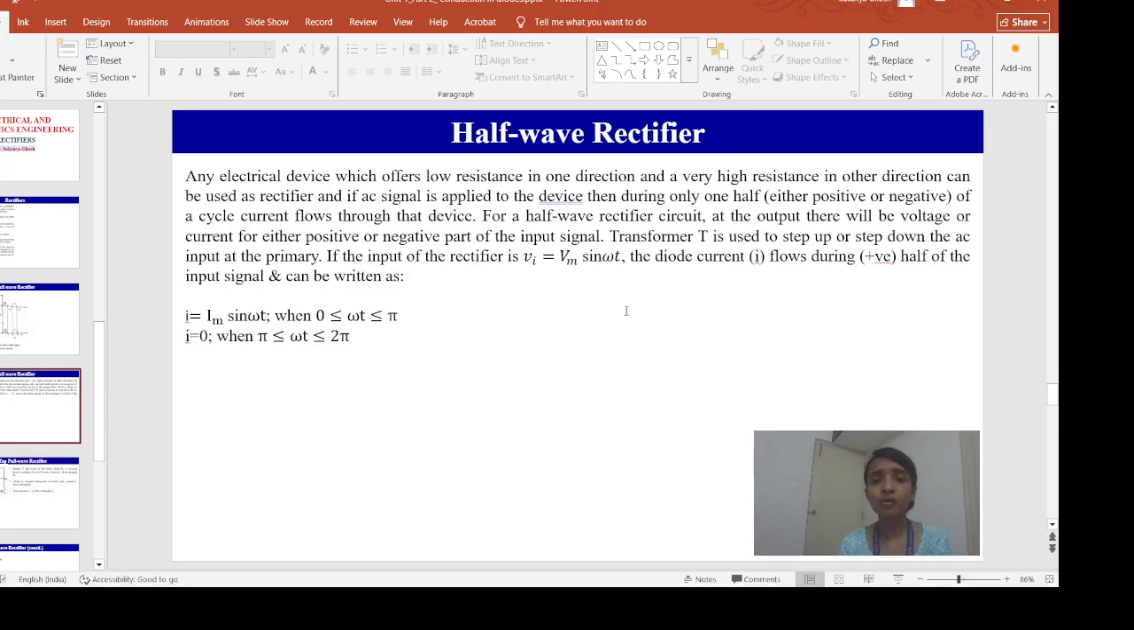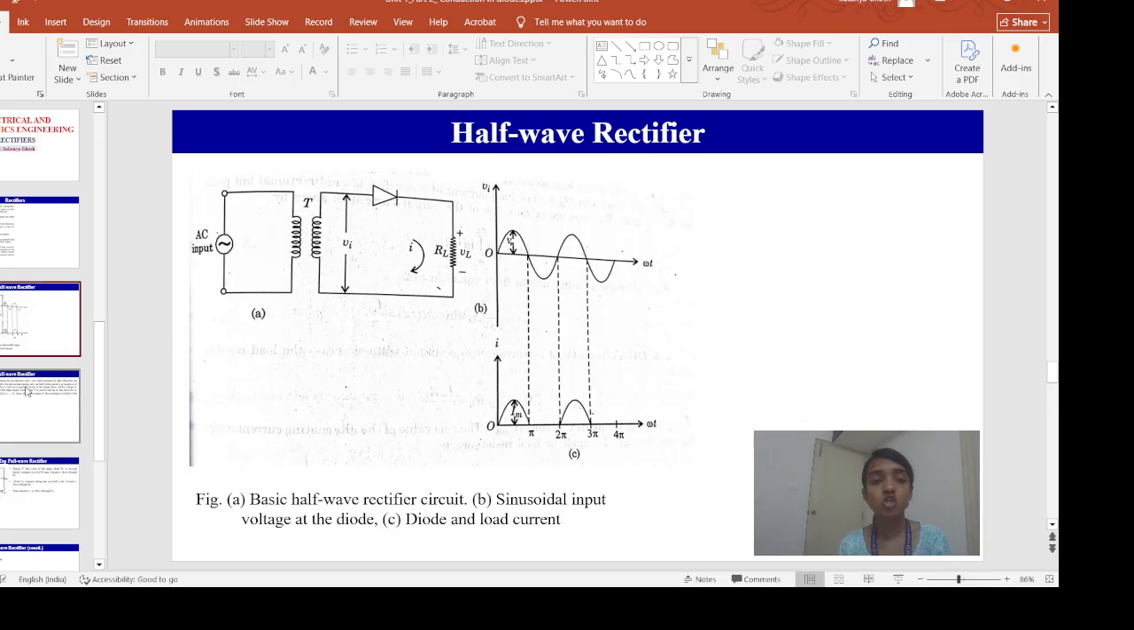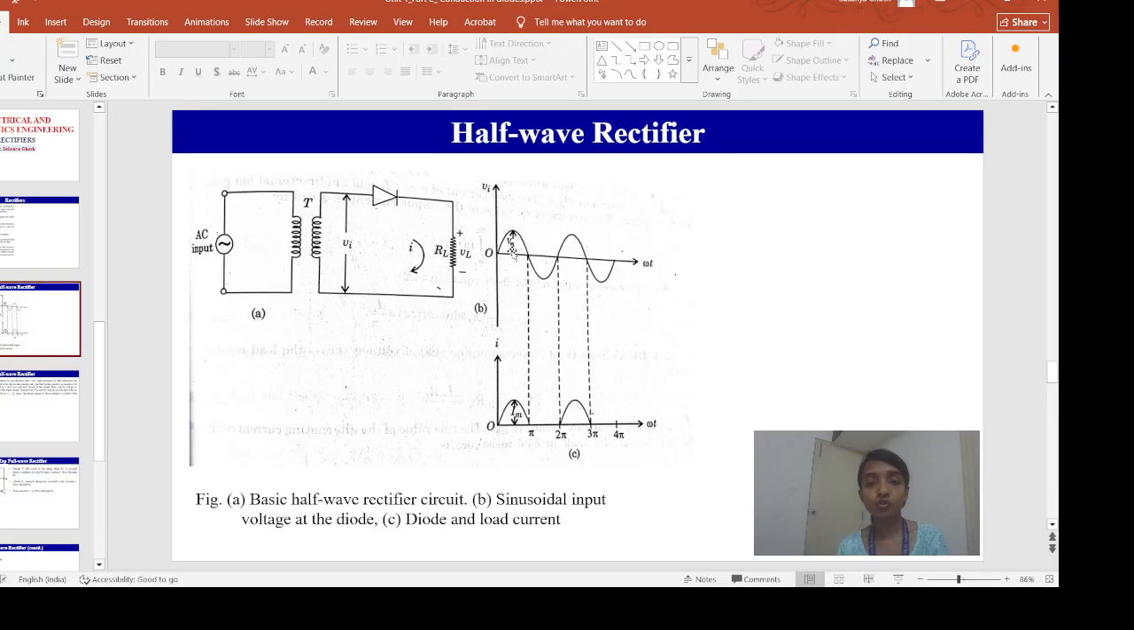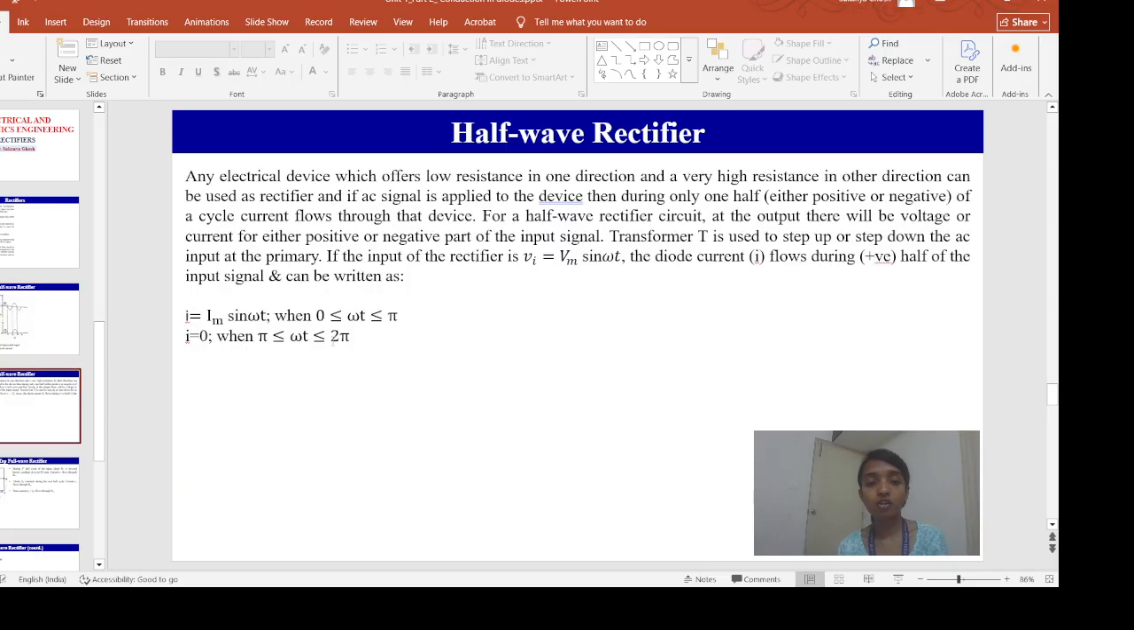If I consider that for the input signal we have applied Vi equals Vm sin omega t, where Vm is the peak value of this signal, what is the current flowing through the circuit? The current will be Im sin omega t, where Im is Vm by R, or Vm by Rf plus RL. Only in the 0 to pi interval am I getting the current, but for the pi to 2 pi interval I am not getting any current, that is why it is 0.